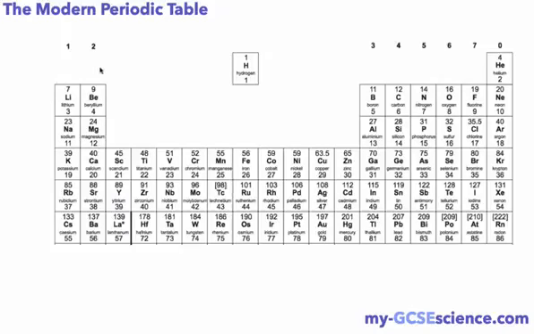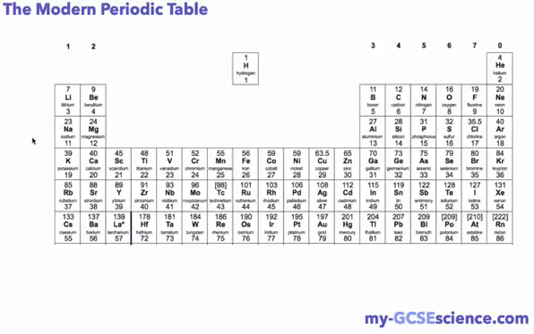The first thing to look at is that since Mendeleev did his work with the periodic table, ordering it in terms of the atomic masses, more discoveries have been made, and we now order the elements in terms of their atomic numbers. So if you look here, the very first element is hydrogen with atomic number 1. We then have helium with atomic number 2, and then we go along: lithium 3, beryllium 4, boron 5, and so on throughout the periodic table. We increase the atomic numbers.